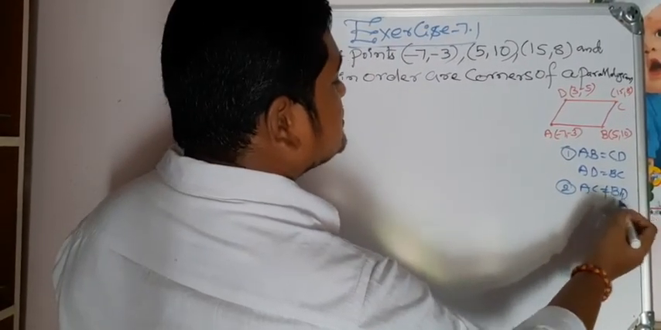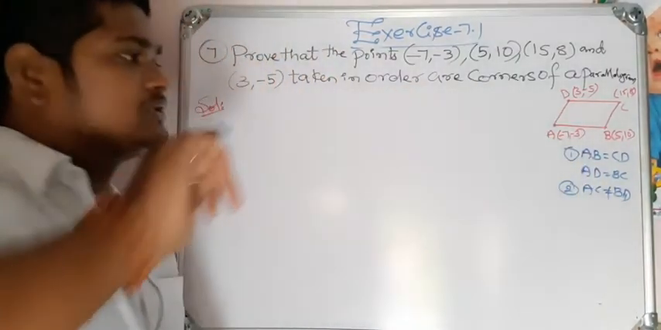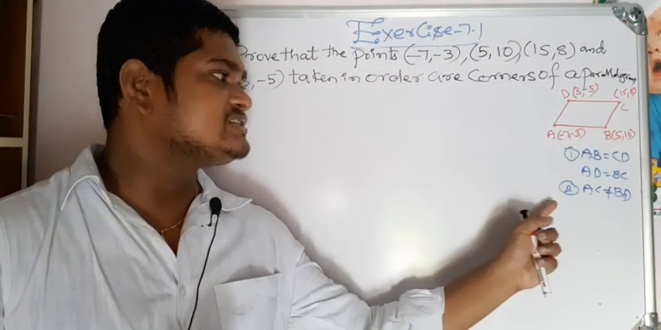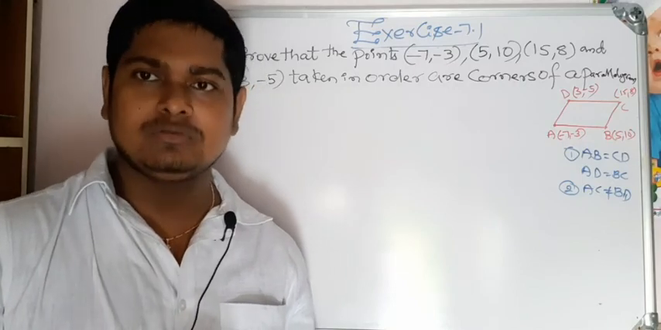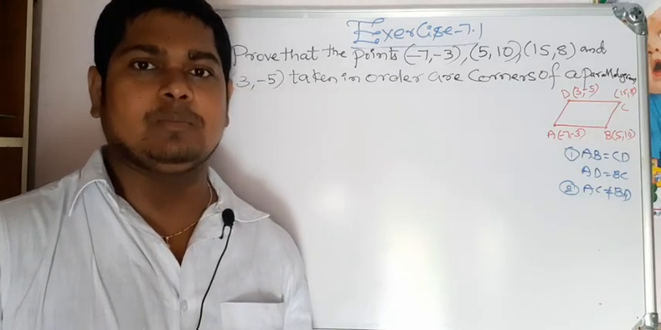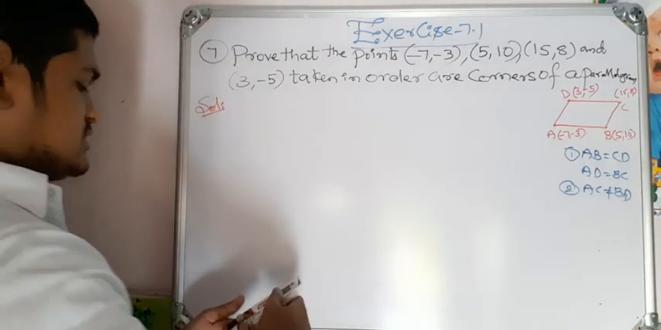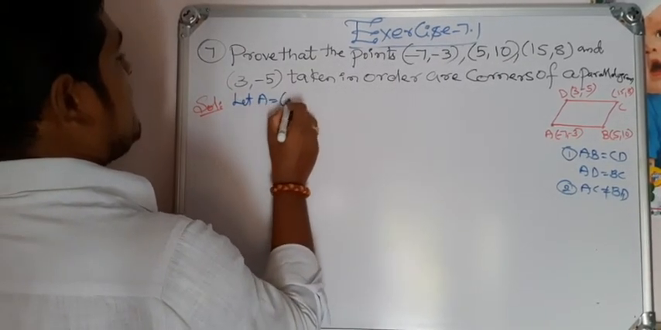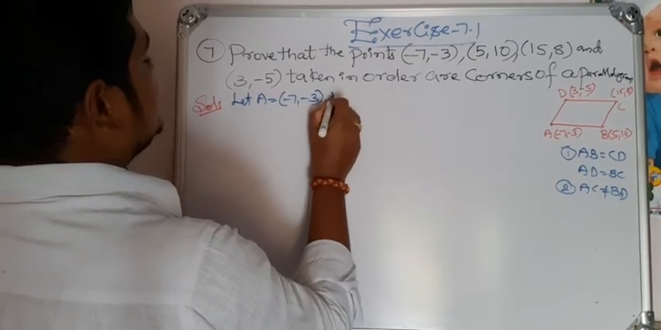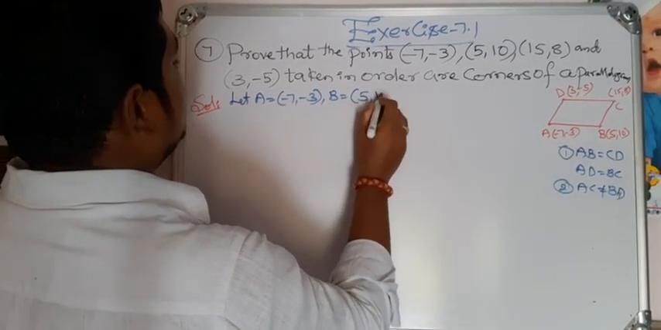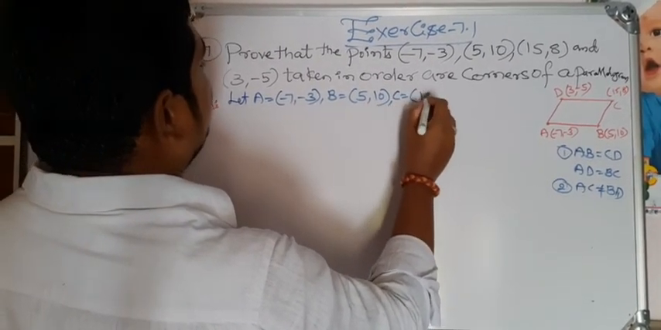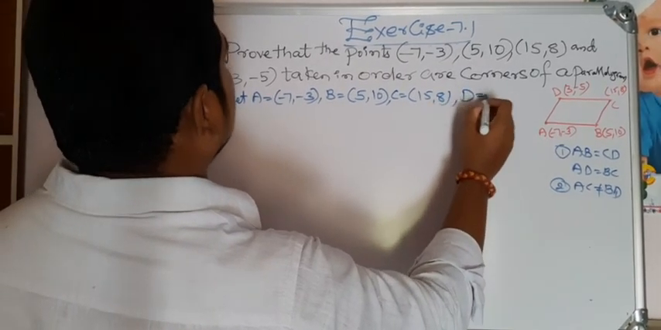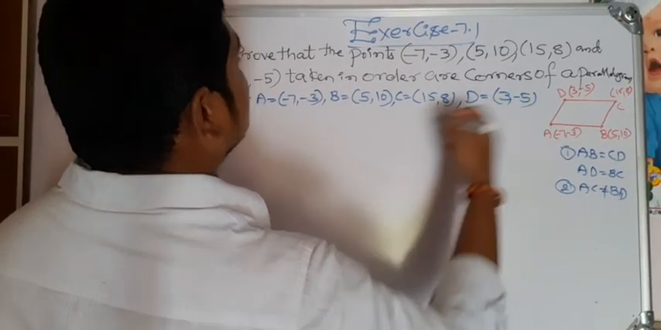If we prove these three conditions, then if it satisfies the three conditions, we can conclude it forms a parallelogram. Now let us check. Next, coming to the solution here, let A be (-7, -3), B is (5, 10), C is (15, 8), and D is (3, -5).